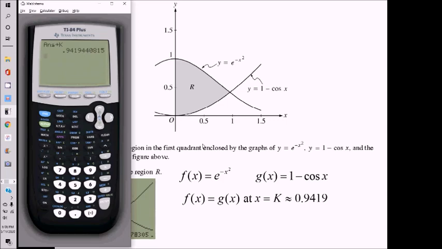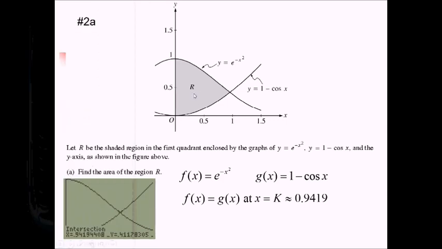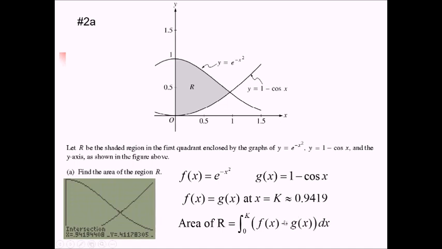So now that I've got that, to get this area here, I just need the integral from 0 to k of, we said top minus bottom, so that's going to be f of x minus g of x with a dx out there, and now I can just do that on my calculator.